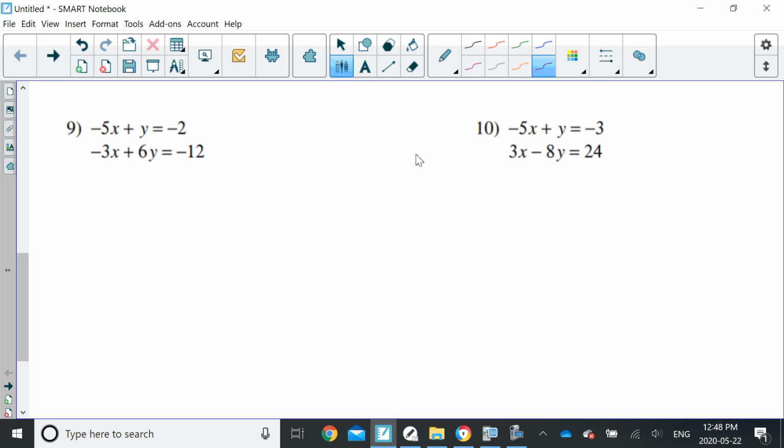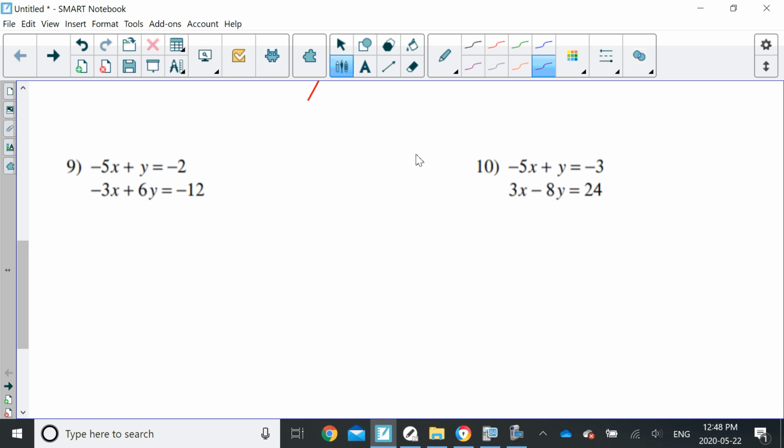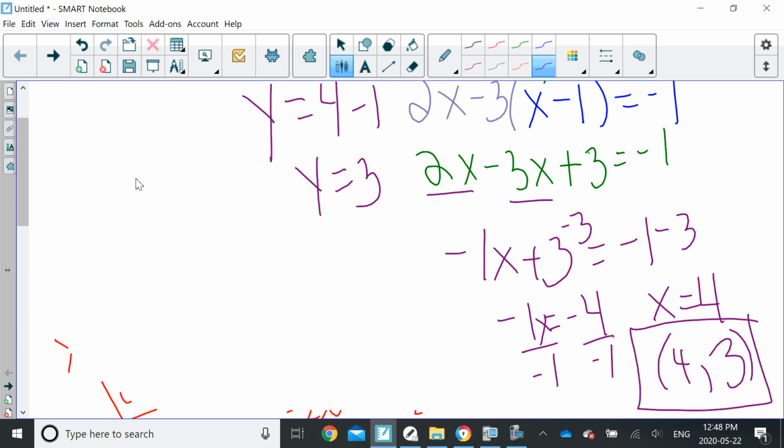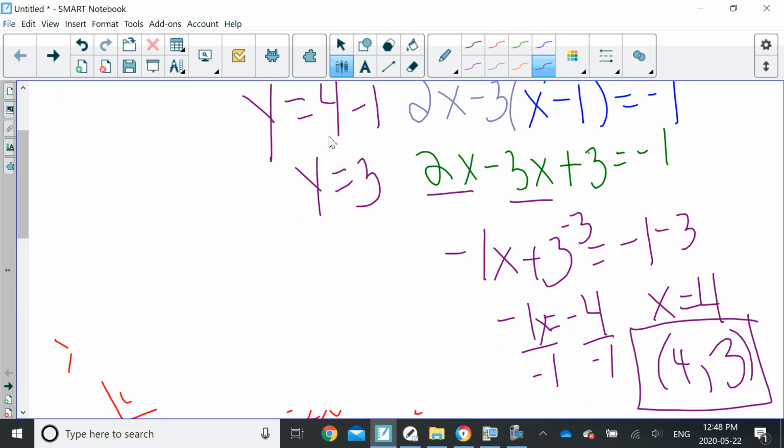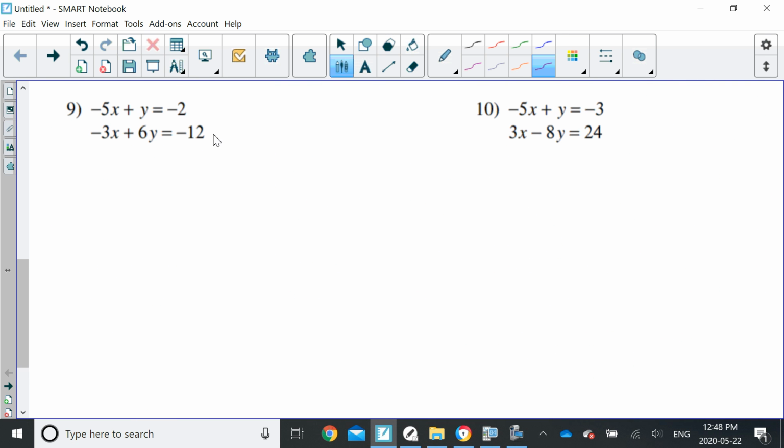Okay. Your test, though, is going to look more something like this, where these two are easy because they had already isolated y for us, right? But your test is going to look like one of these two questions, and nothing's isolated. So what would you do if you saw this? I would look at this system and say, I can't solve for x or y in one move here, right?